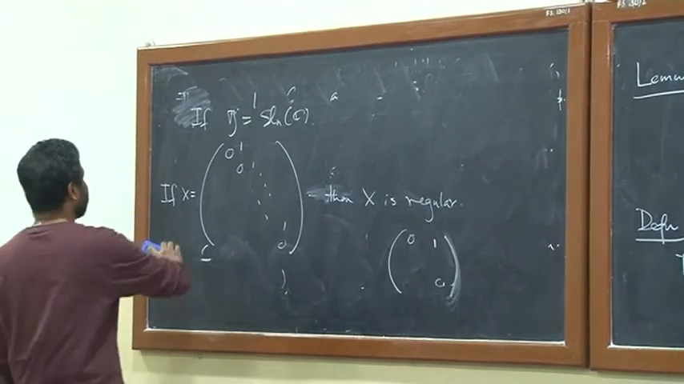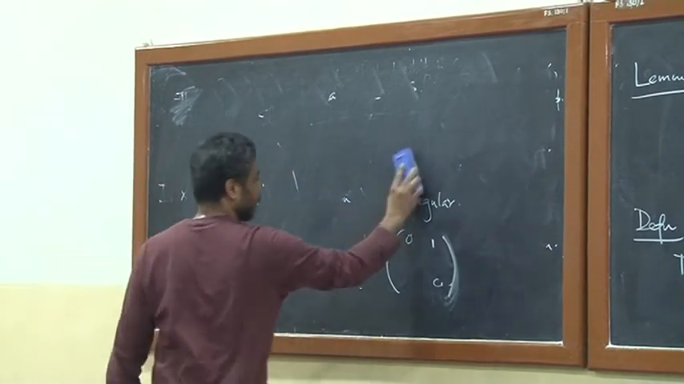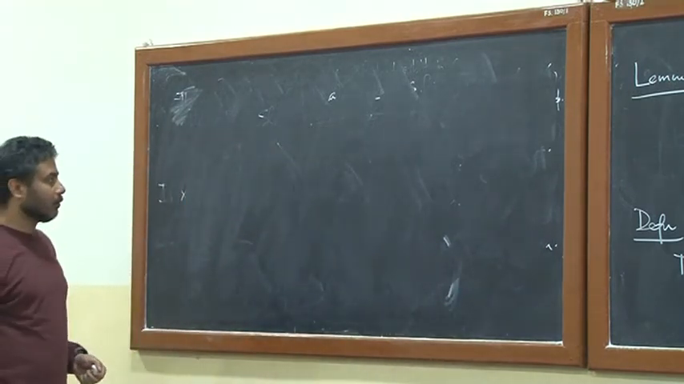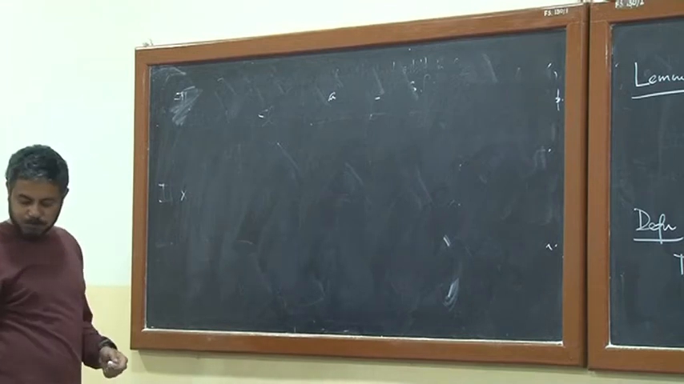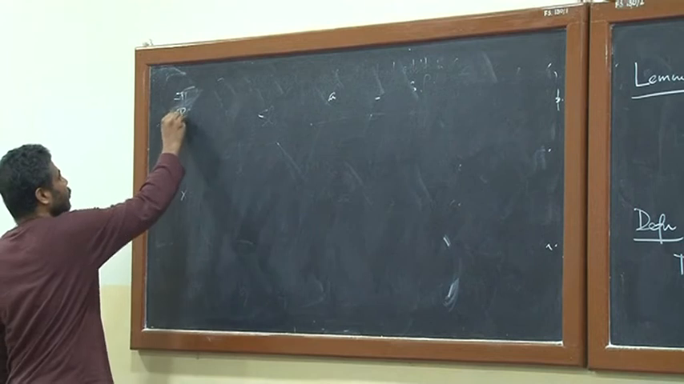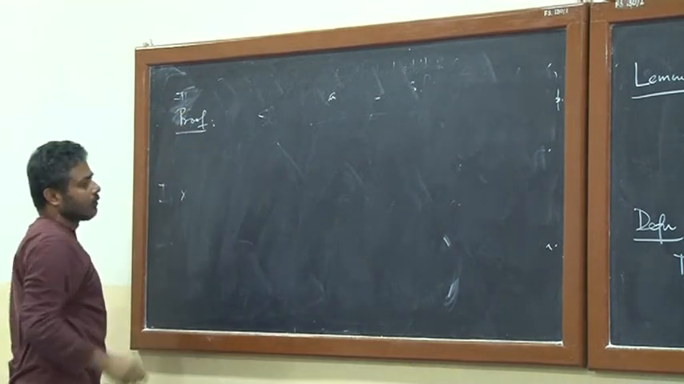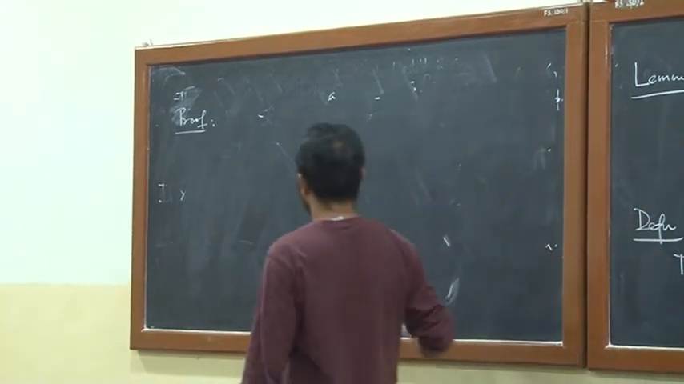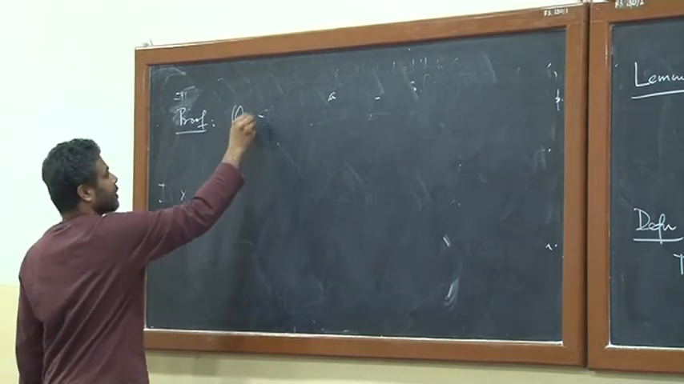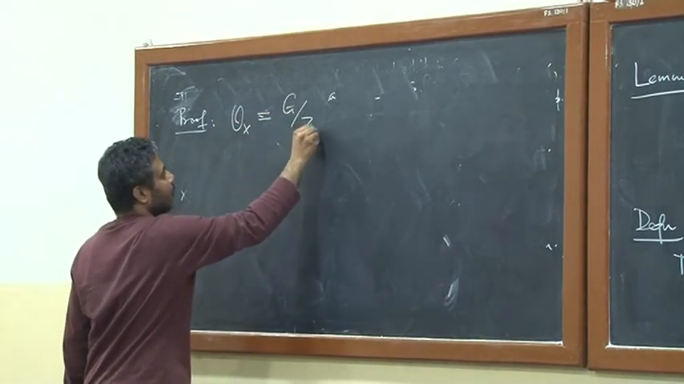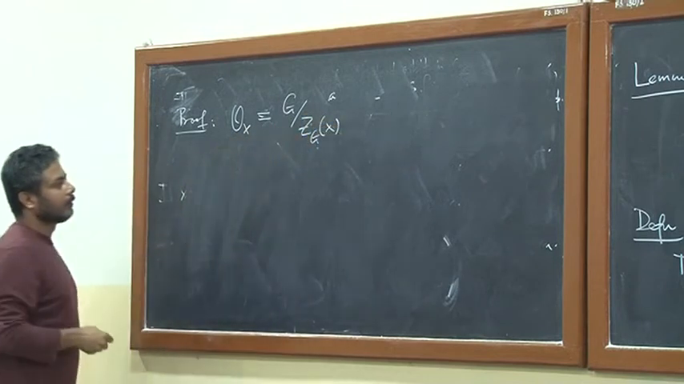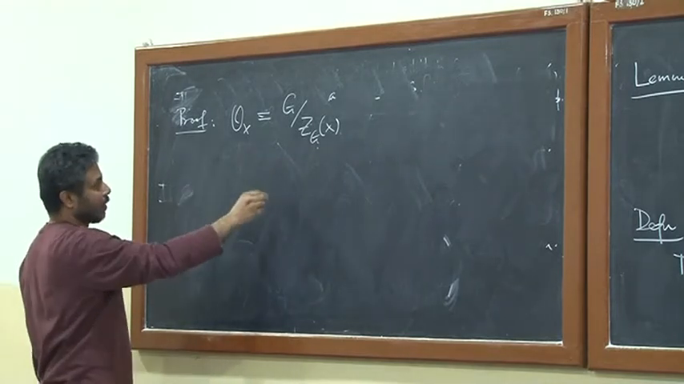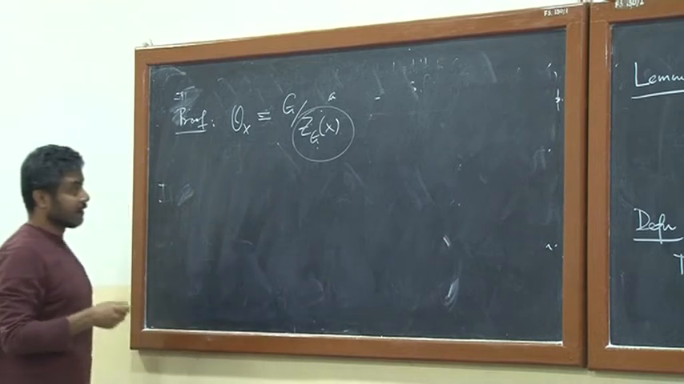Now why is this true? Let us give a proof of this lemma, which is short. So the proof is as follows. First thing to note is, O_X is of course the same as G modulo Z_G(X), where this is the centralizer of X. We have a clear description of the centralizer of X when X is regular.